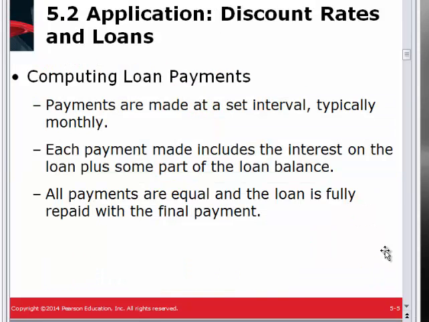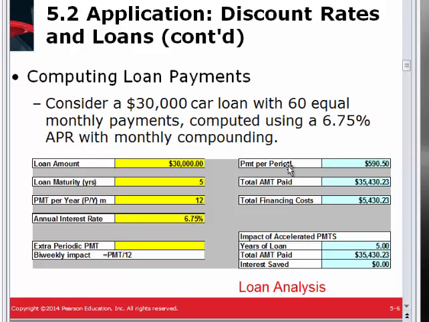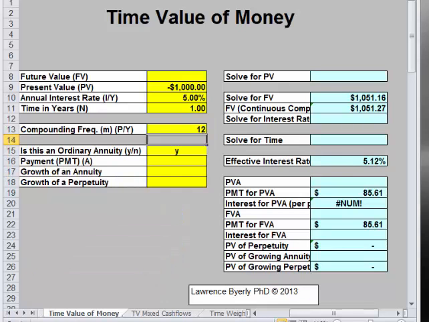We could use this with looking at loan payments and the calculation of loan payments. Here we have a $30,000 car loan. It has 60 payments. It's computed at a 6.75% APR. And again, we can go to our spreadsheet. Let's find the loan analysis spreadsheet. Work your way back here. It's alphabetical, so it's not too hard to find.